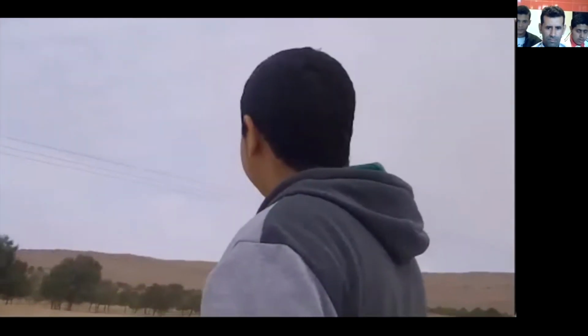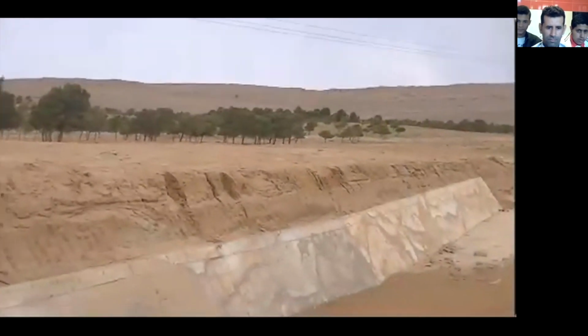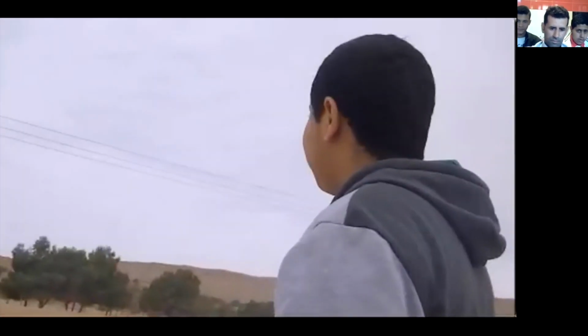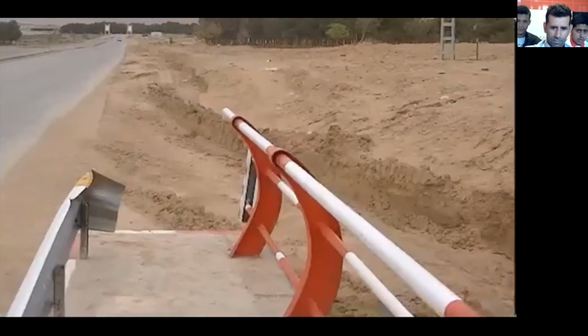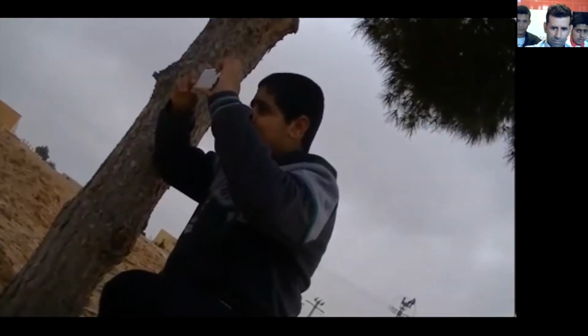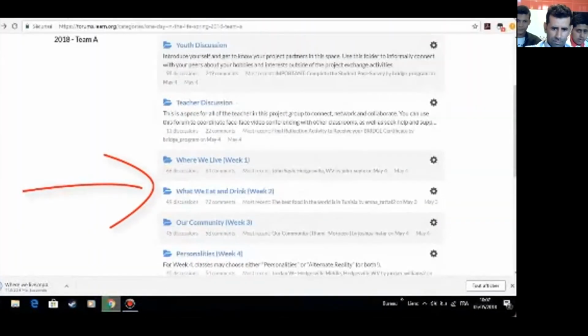We went to the Rams Cobble. We spent a lot of time to get a good photo for it because there are a lot of tourists there to get photos and see it. And now it's time to speak about the second week, what we eat and drink.